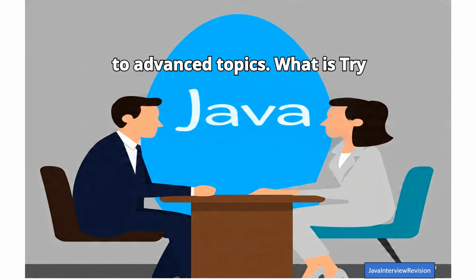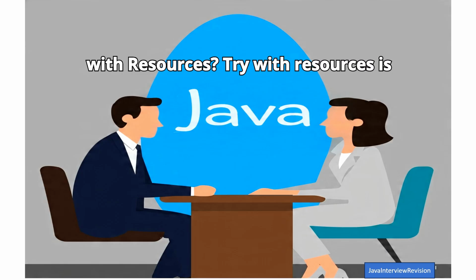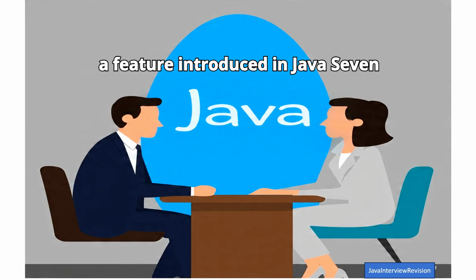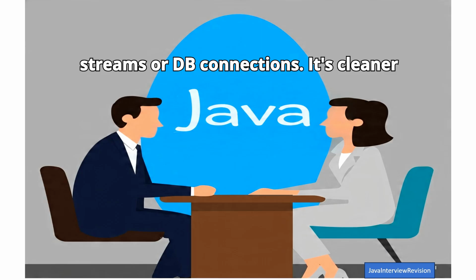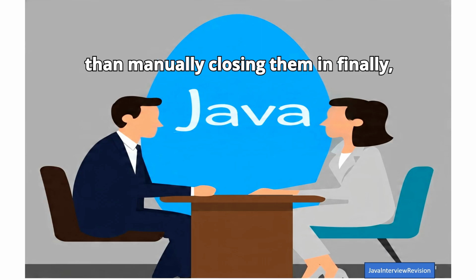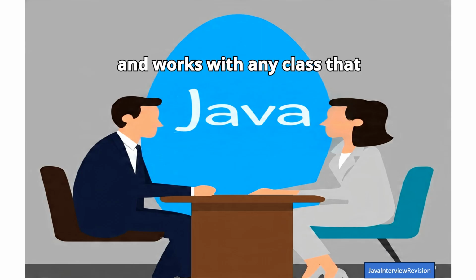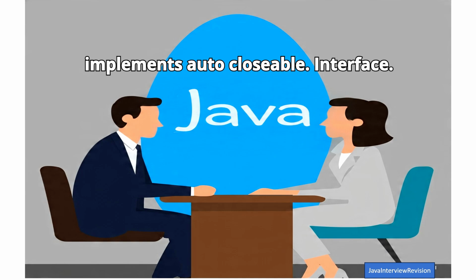What is try-with-resources? Try-with-resources is a feature introduced in Java 7 that automatically closes resources like streams or DB connections. It's cleaner than manually closing them in finally and works with any class that implements the AutoCloseable interface.